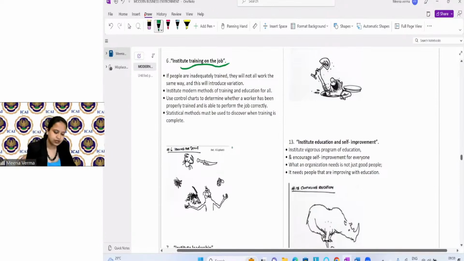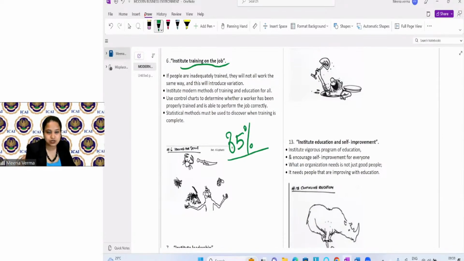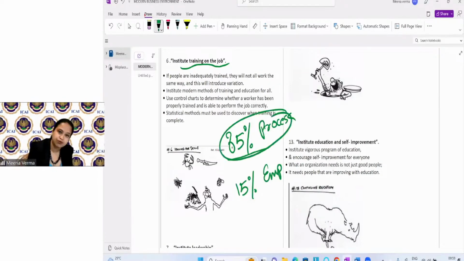Now, we have learned that 85% of problems in the company arise because the process was not good. Right? 85% of defects and mistakes were arising because the process was not good, the procedure was not good. And the remaining 15% of problems were arising because the employees were not working properly. Now you have focused on improving the process. We have done this, right? Continuous improvement, and we have set our entire process in such a way that the process is now good.